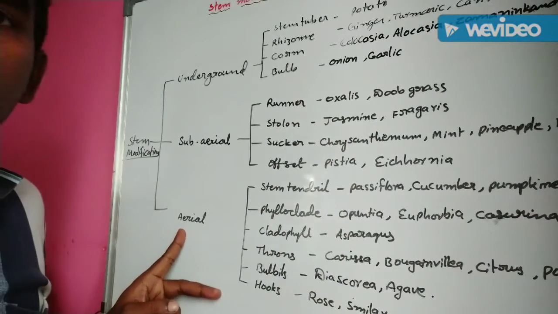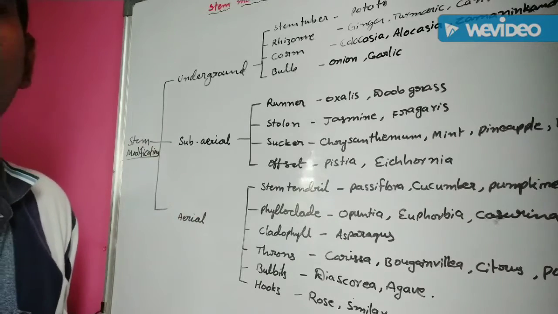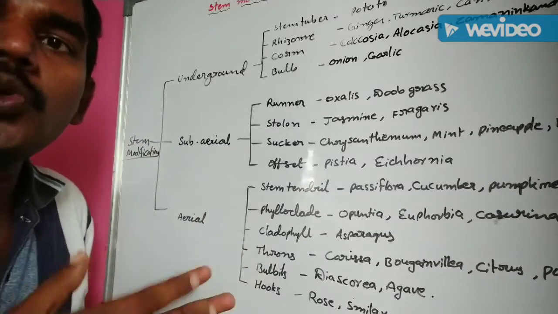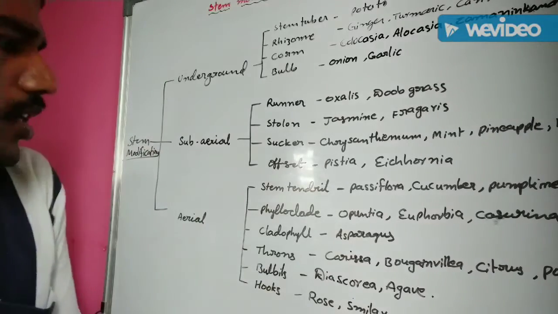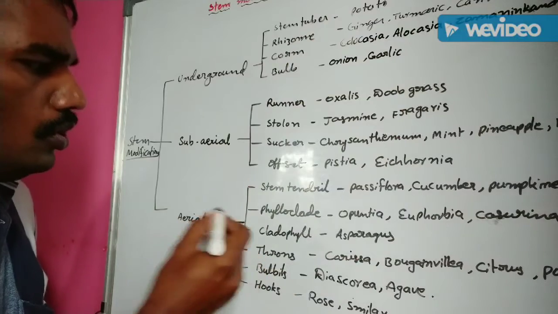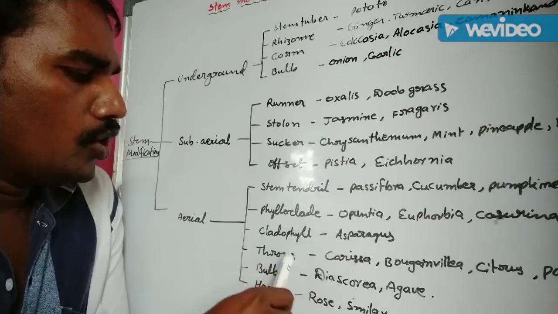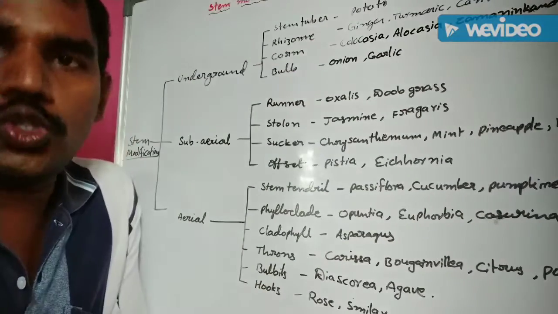Another one, aerial stem modification. These are completely aerial, that means exposed to the atmosphere. Understand? These aerial stem modifications are further divided into stem tendril, phylloclade, cladode, thorns, bulbils, and hooks.